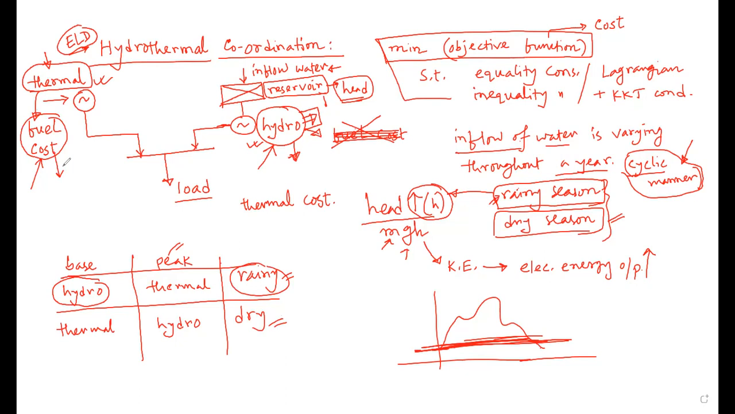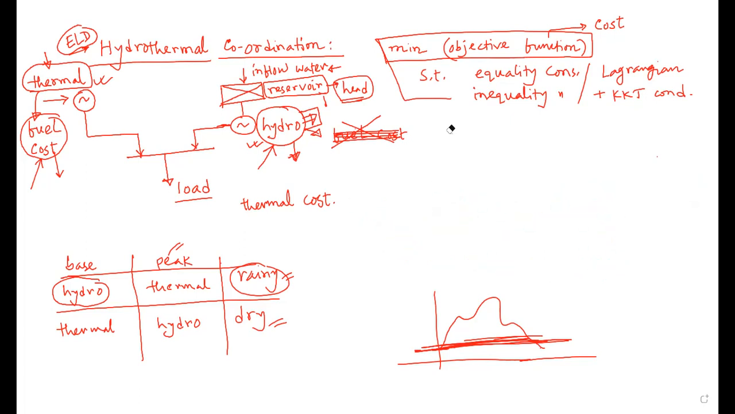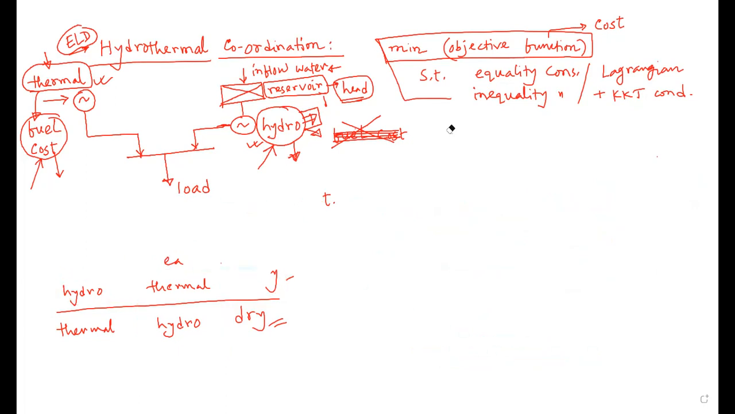So all these are basically some theoretical basics that I introduced you to. Now we will slowly go into the mathematical part. That means we'll be going into the formulation of the objective function, how we are going to deal with hydrothermal coordination mathematically as an optimization problem, of course.